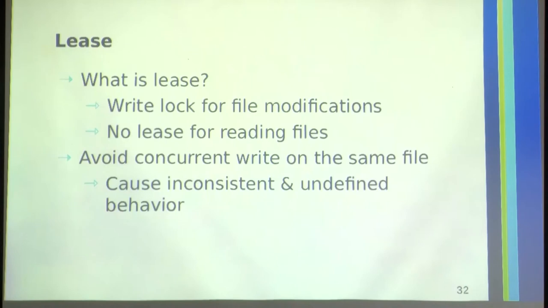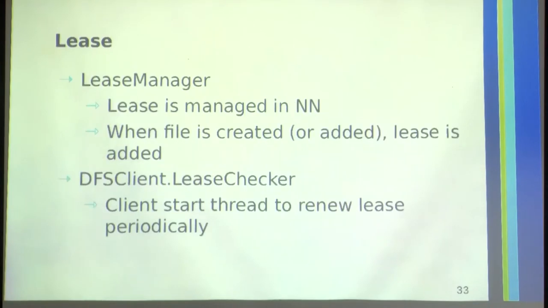So the lease, as I've said a few times now, is a write lock for a file. There's no lease needed for reading files. It's really just for modifying files. And it's there, obviously, to avoid concurrent writes on the same file. Otherwise, you have some sort of consistency problem. It's managed by the name node, and you need it when a file is created or added to, or somehow modified. The lease is added. Sorry.